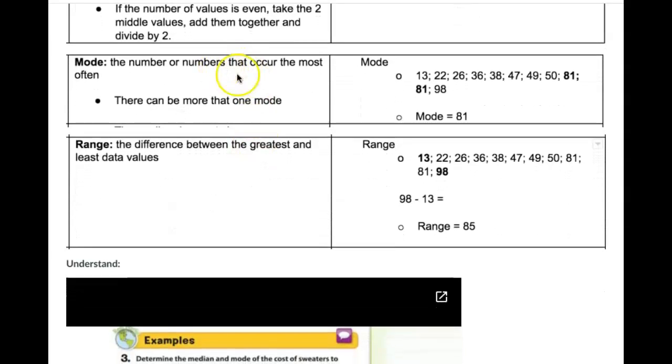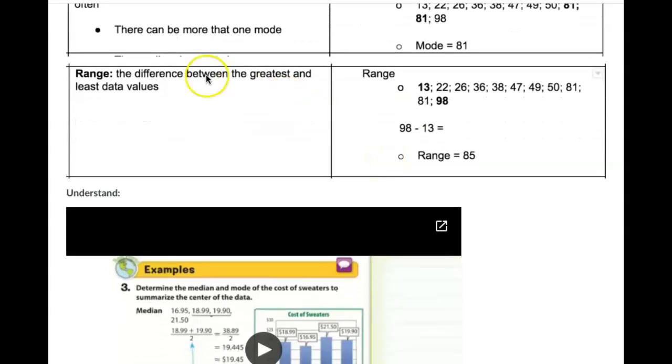Mode is the number that occurs the most, and sometimes that might be more than one number, and we're going to have some examples of that later. In this particular situation, the number 81 comes up twice, and nothing else comes up twice, so the mode for this data set is 81. Okay, range again we'll talk about tomorrow, but basically that's when you take the value with the greatest value in a data set, the value with the least value, and you subtract the two to find the range.